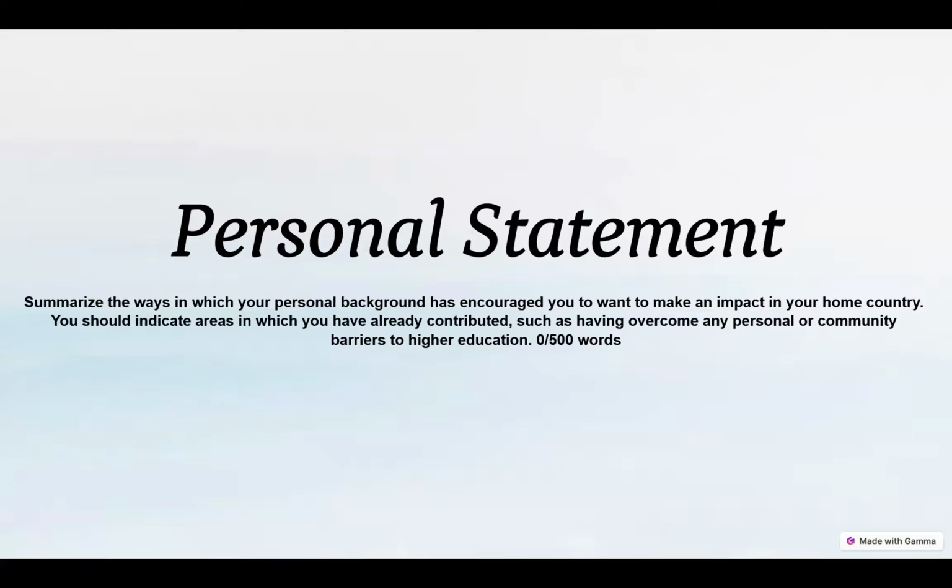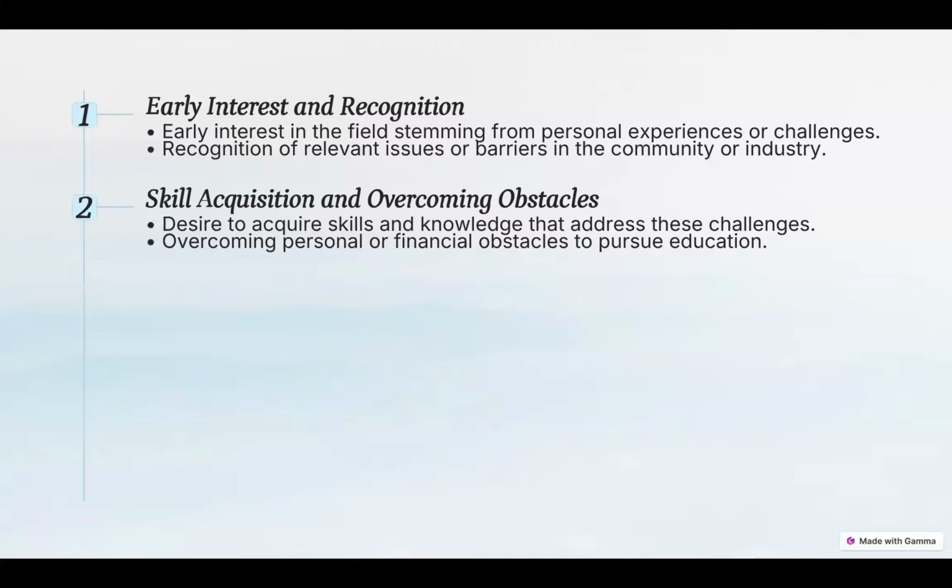So here you have to summarize the ways in which your personal background has encouraged you to want to make an impact in your home country. You should indicate areas in which you have already contributed, such as having overcome any personal or community barriers to higher education. So first off, you want to talk about your interests, and how you have been able to recognize relevant issues or barriers in the community.